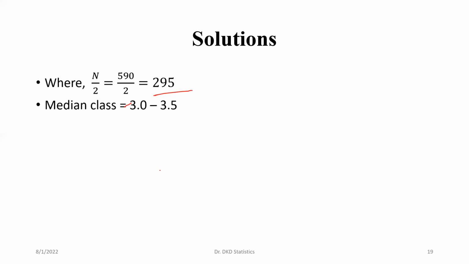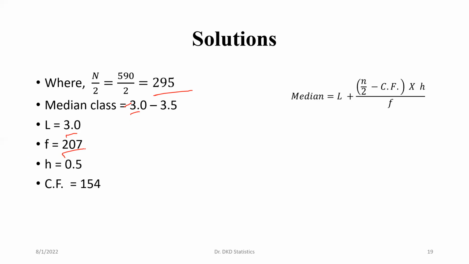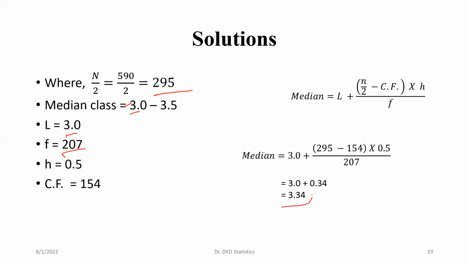Once we get the median class, the lower limit of that median class is 3, the corresponding frequency is 207, h is 0.5, and the cumulative frequency is 154. Then put the values in the formula as we are aware, and we find the median value is 3.34 in the given data set.